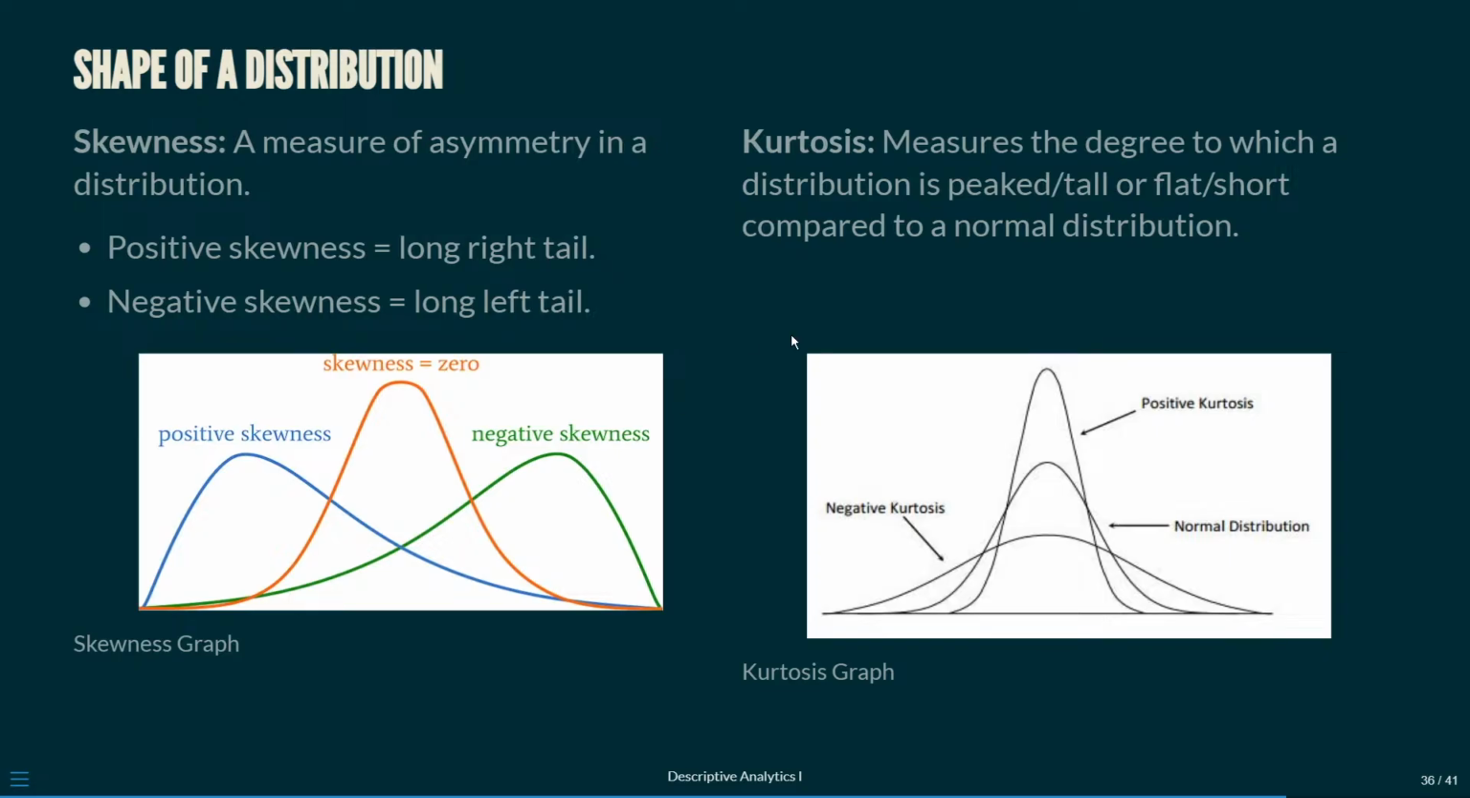And we also have the shape of the distribution, especially for continuous data sets, where we have two main points: the skewness and the kurtosis. The skewness measures the asymmetry in a distribution, where a positive skewness has a long right tail. Sorry, this is long left tail rather. And the negative skewness is the long right tail.